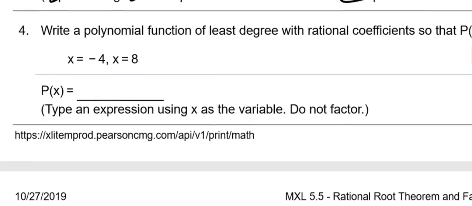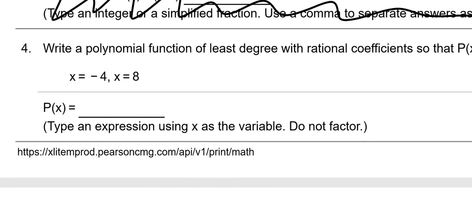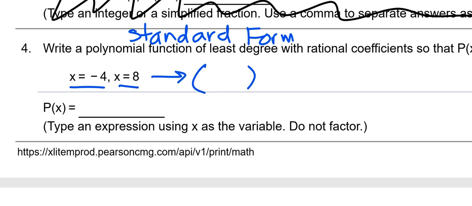Okay, a little bit of a review question here. Write a polynomial of least degree, we'll say in standard form, and it has to have these two zeros, -4 and +8. If I were you, I think I would start with factored form first and then change it to standard form. So factored form first, standard form second.